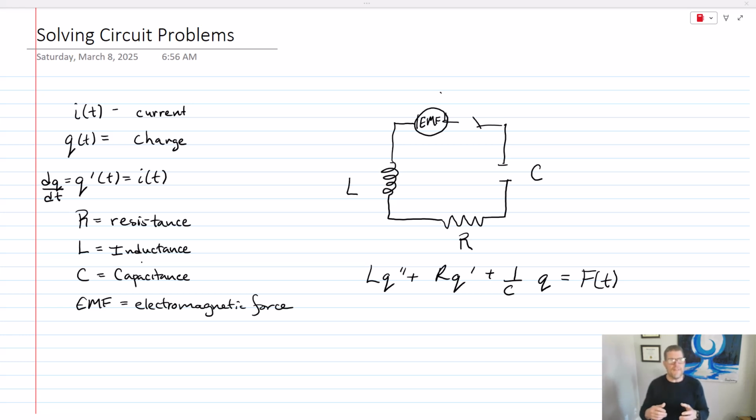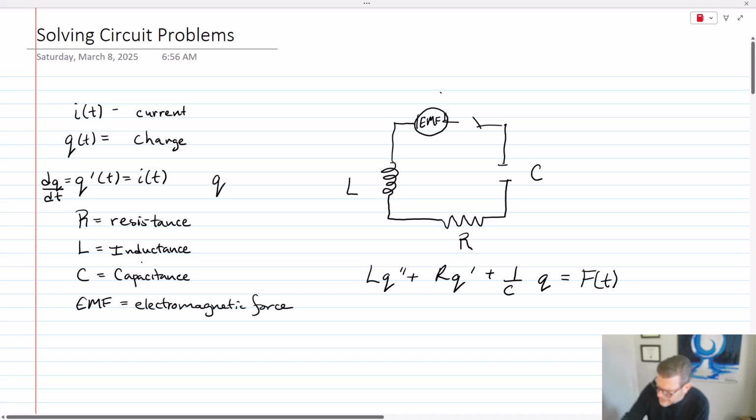We'll start out with the current for the circuit. We're going to call that I of t. Then Q of t is going to be our charge. The relationship between the charge and the current is that dQ/dt, or Q prime of t, is going to equal I of t. So essentially, if we want to find Q of t and we have the current, it's going to be the integral of I of t dt.